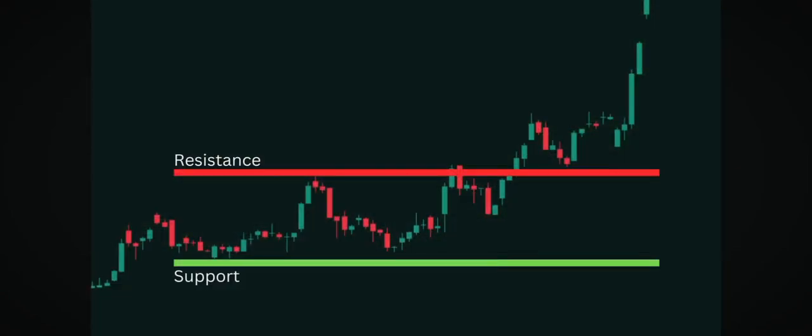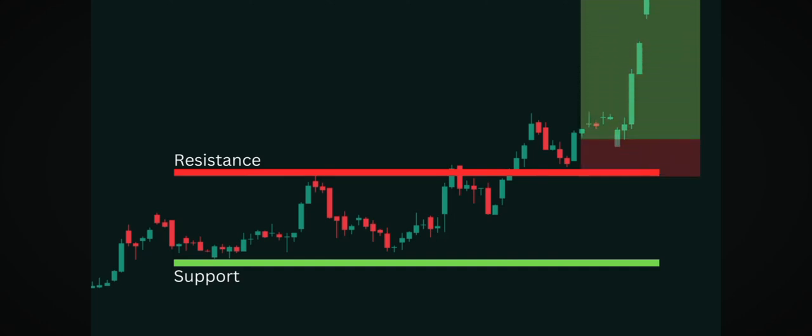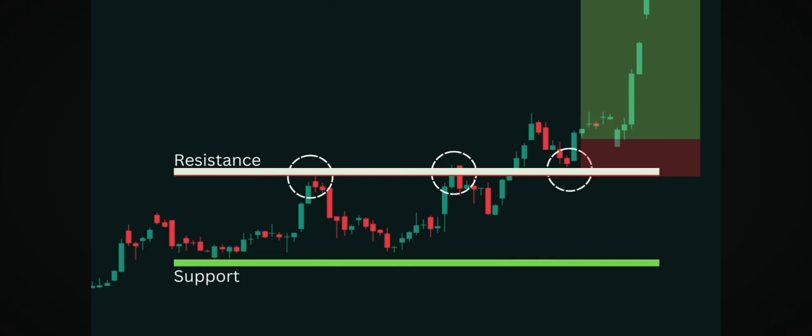Understanding support and resistance is essential for traders. When the price approaches these levels, it often provides high-probability trading opportunities. For example, consider this resistance area on the chart. The price rises to this level, then falls back. If the price reaches this level again, there's a good chance it will drop once more, presenting a potential trade.